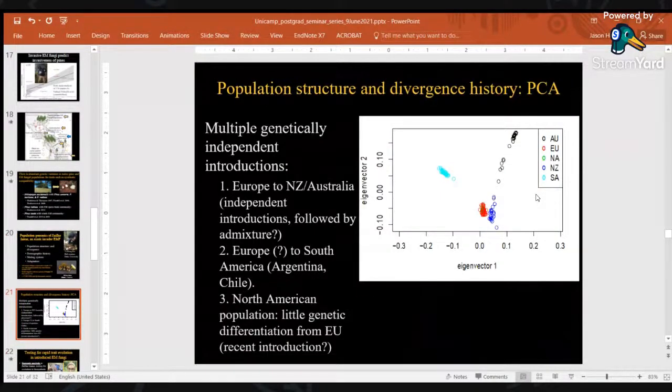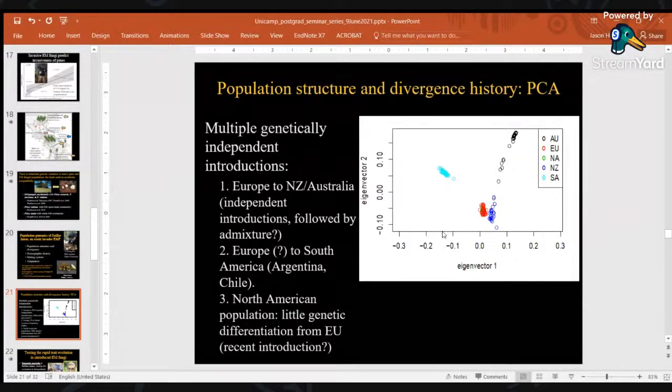So here is one really interesting result. This is a PCA plot. And what you can see is that the populations that were sequenced are color-coded. So black is Australia here. New Zealand is in blue. Red is Europe, which is the native site. North America is in green, which is right on top of the red there. And then South America is in this other blue color over here.